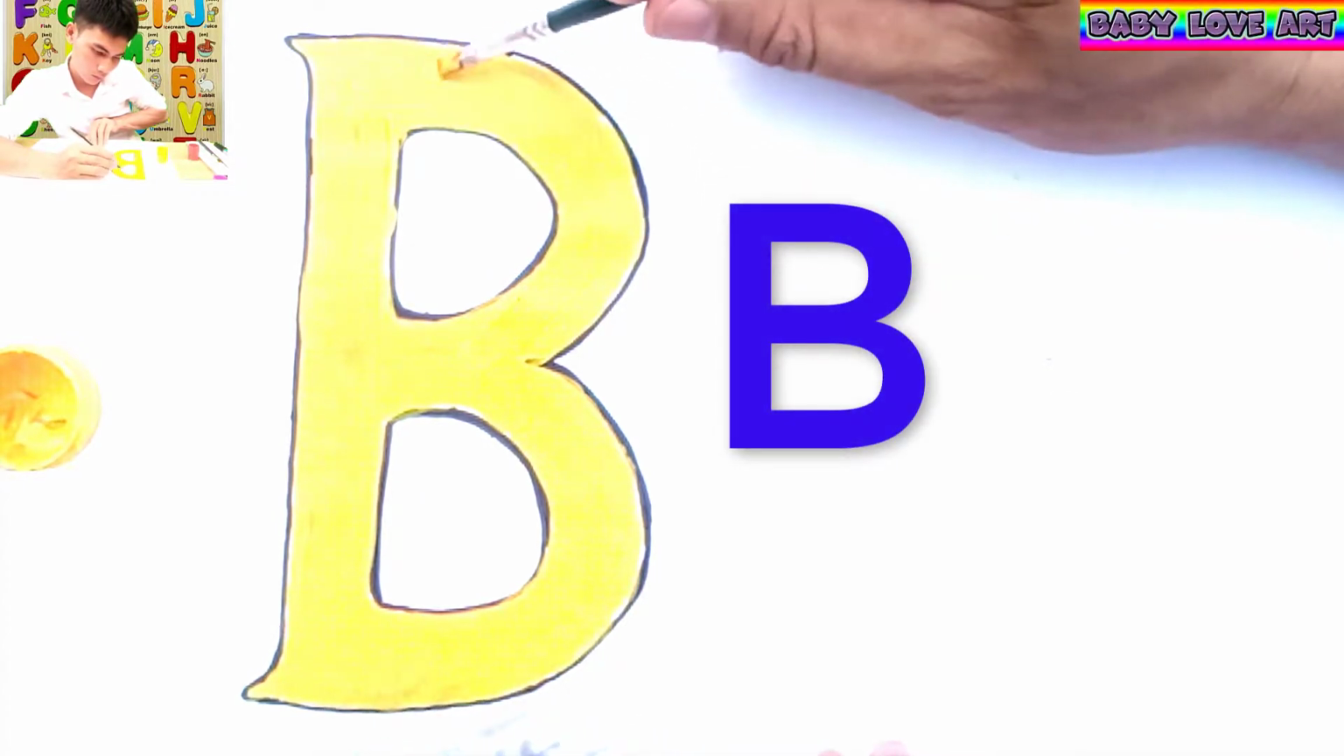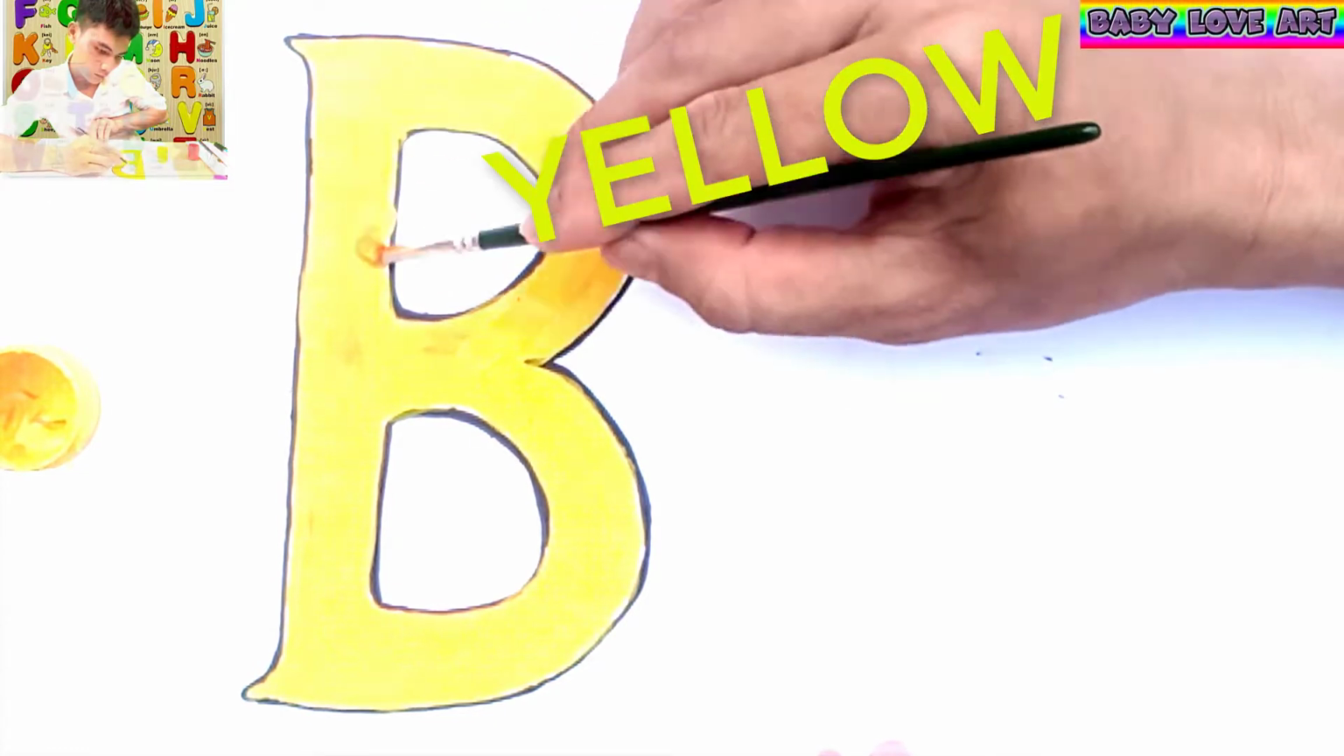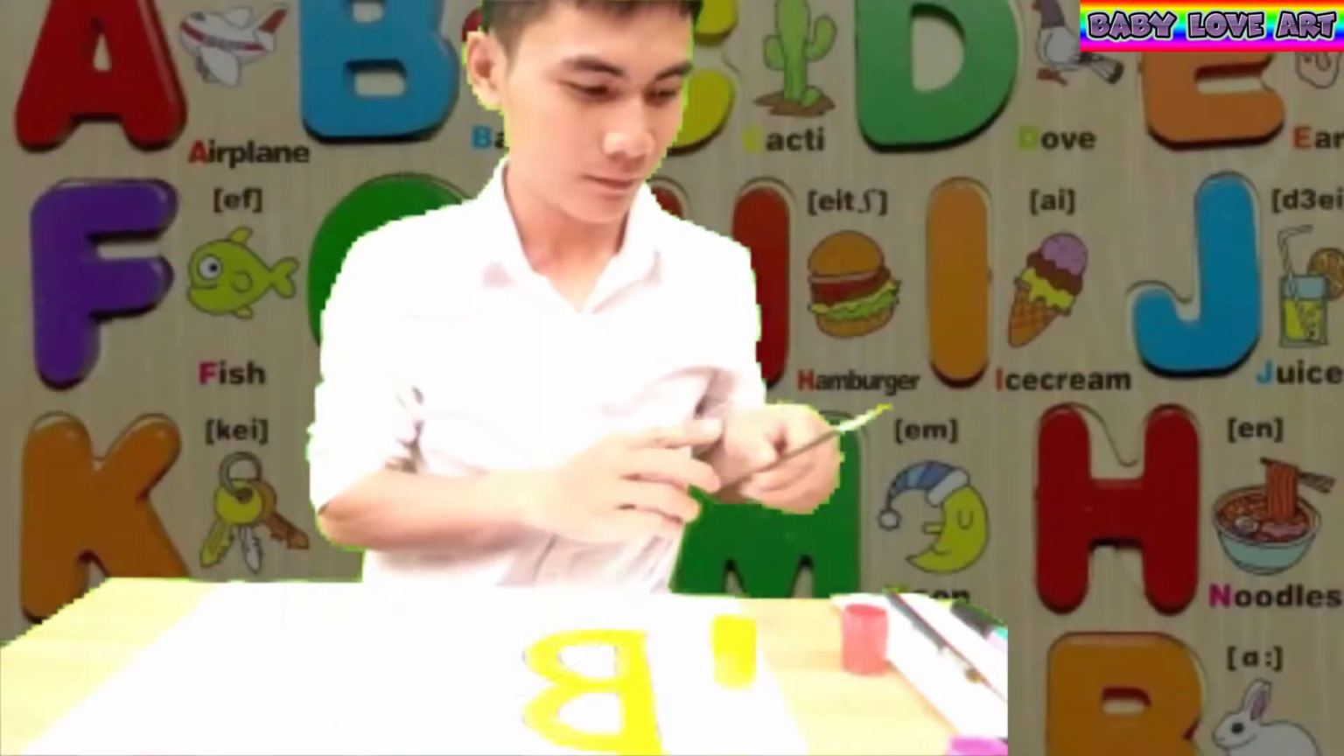What's the word? B. What is the color? Yellow.